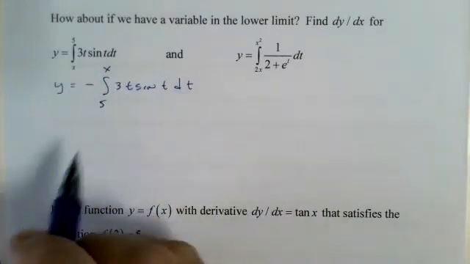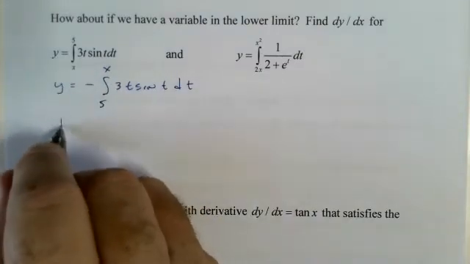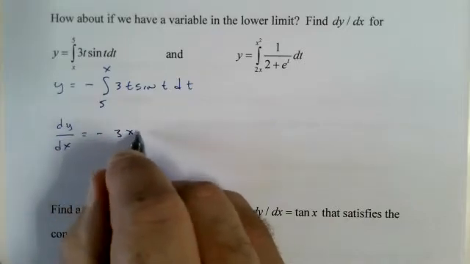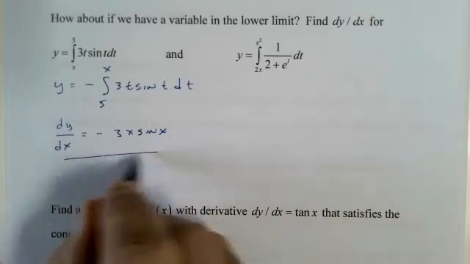I know they're going to cancel out when I find dy dx. So negative comes along for the ride, 3x, sine of x, done.